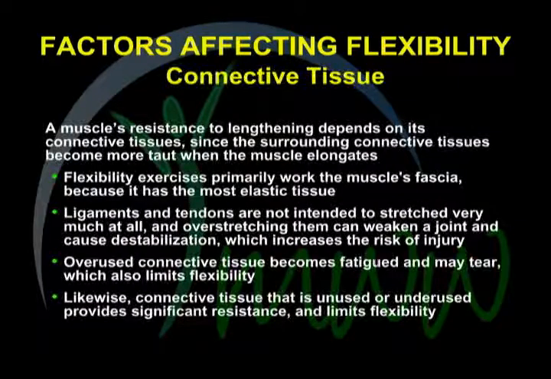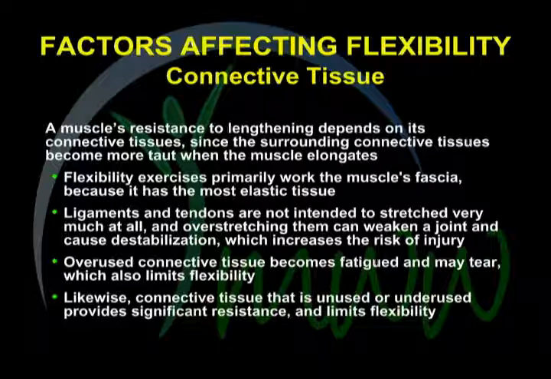A muscle's resistance to lengthening depends on its connective tissues. When the muscle elongates, the surrounding connective tissue becomes more taut. Also, inactivity of certain muscles or joints can cause chemical changes in connective tissue that restricts flexibility. Flexibility exercises primarily work the muscle's fascia because it has the most elastic tissue.